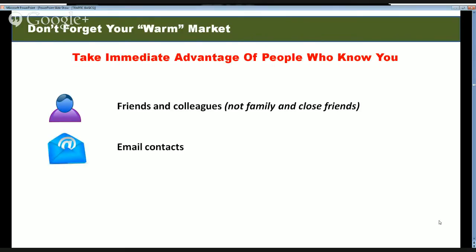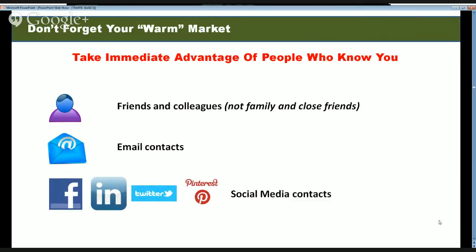Another great source are your existing email contacts. You probably have a lot of people in your email book that you don't even send emails to on a regular basis. But the key is that they would recognize who you are. Okay, you need to take advantage of the people who know you. Not that you know, but people that will recognize your name when they see it. Why? Because they're likely to open an email from you if they recognize your name. Okay, so take advantage of your existing email contacts.